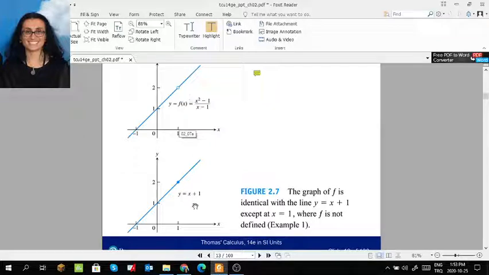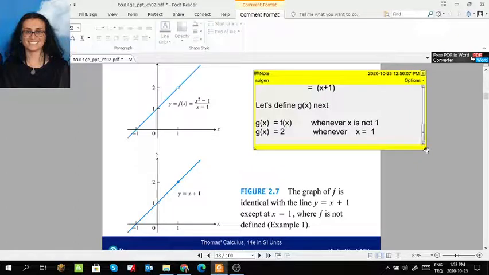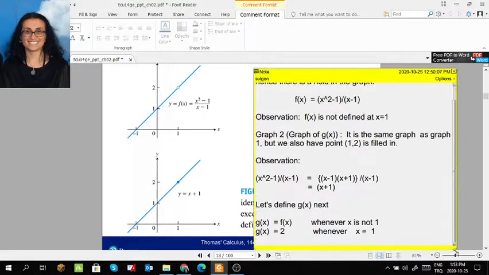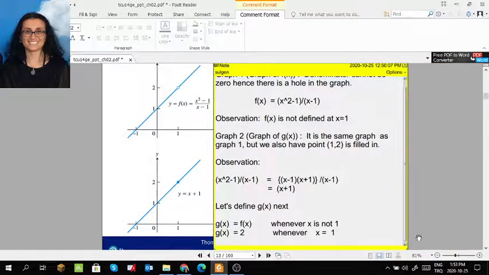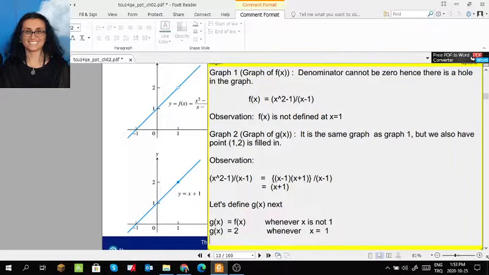These two are different functions, and this function is not defined at x equal to 1, but this function is defined everywhere, including 1. This is a line with an empty dot here, and this is a continuous line. Okay? Let's go over this just a little bit. I have just some extra writing here.